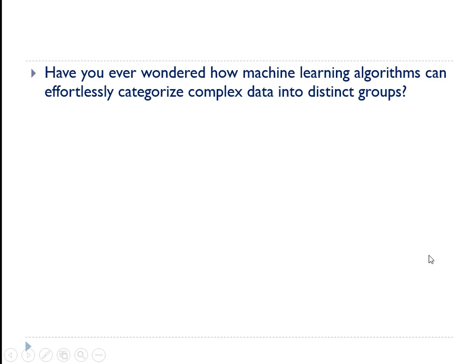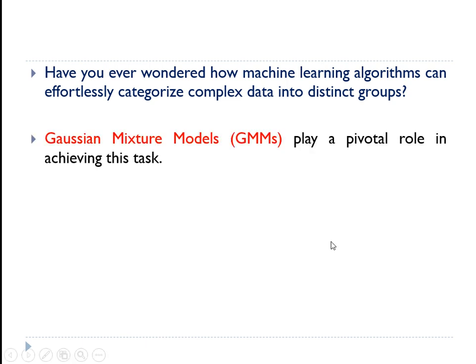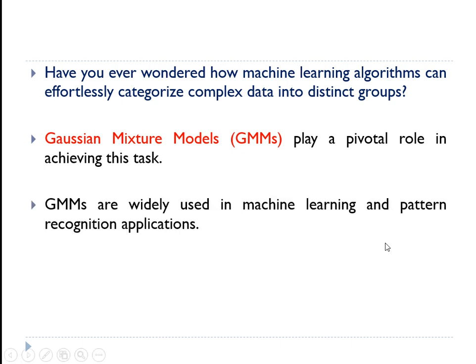Have you ever wondered how all these different machine learning algorithms are able to effortlessly categorize complex data into distinct groups? Gaussian mixture model is one such solution which helps to categorize this complex data into distinct groups. When GMMs, in short, a Gaussian mixture model, come to your mind, please keep these important points in mind. It's an important clustering technique which is based on probability density estimation, and it uses expectation maximization to fit the model's parameters.